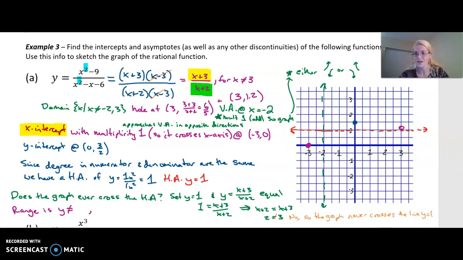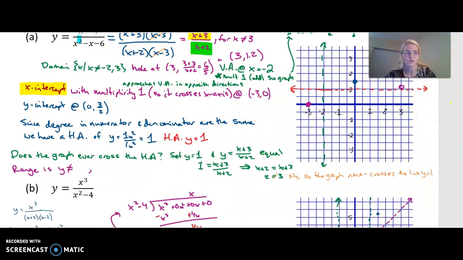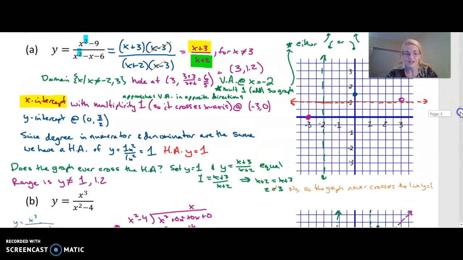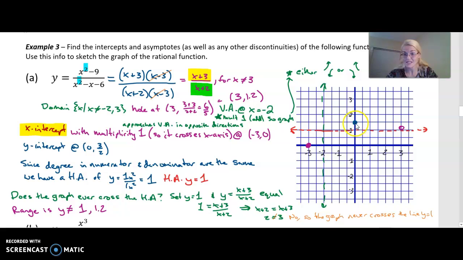And thus, we can confidently state the range restriction. Y is never going to equal 1 because it never crosses that horizontal asymptote, and it's not going to equal 6 fifths or 1.2 because I've got a hole there, right? And what is my graph going to look like if I connect the dots quickly? What makes sense? Well, I'm going to be asymptoting this way. I'm going to be going up towards infinity because I'm not going to be crossing this to go back down.